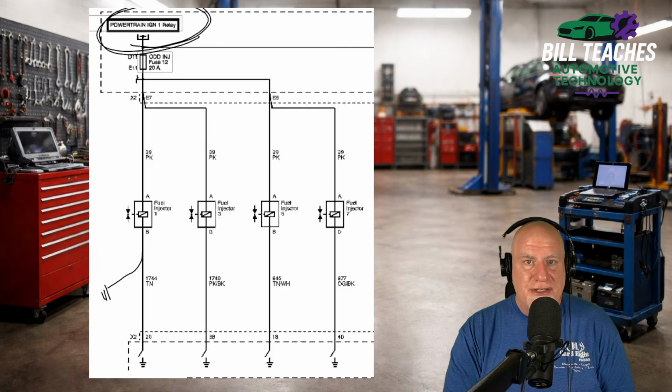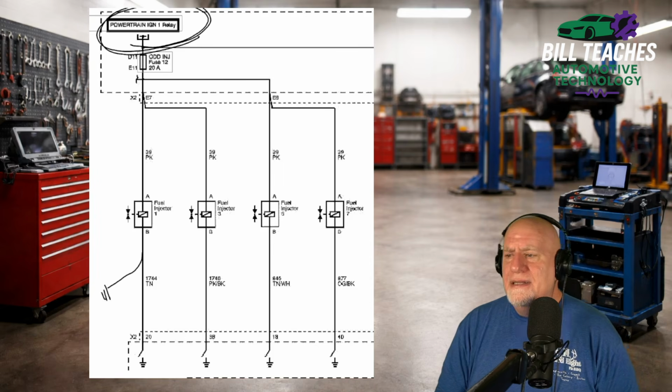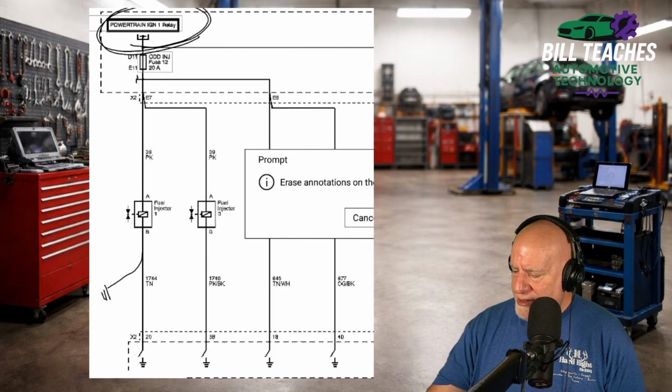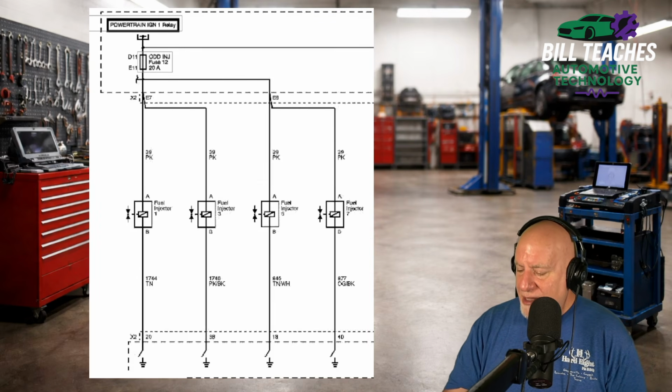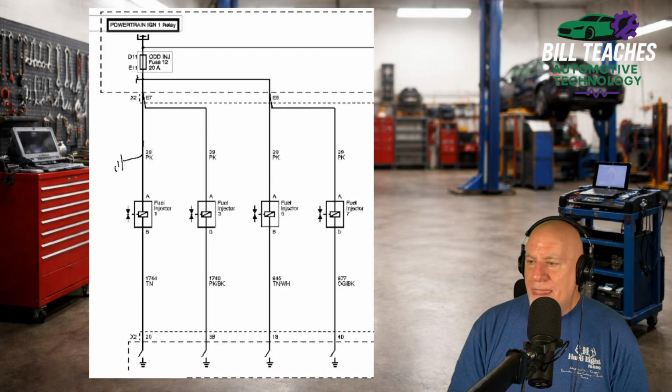So that's going to flood your engine. It's going to cause a misfire. And that is not ideal. Okay. So that's a short to ground on the ground side. Now, if we have a short to ground on the power side, what's that going to do?